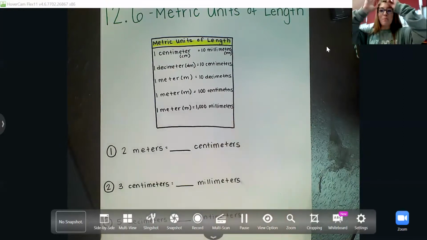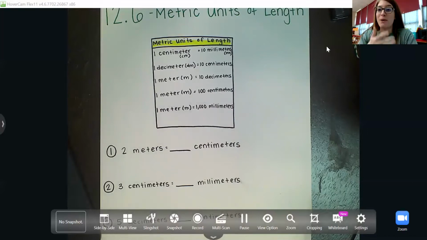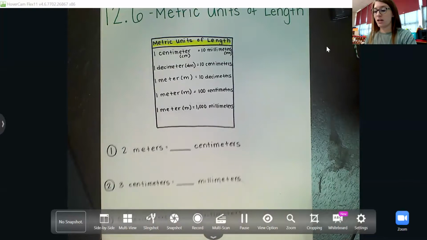Now, the good thing about metric units of measurement is that they go by powers of 10. So there's not anything weird to remember like, oh, it's 8 of this, but 4 of this, or 16 of this. It's powers of 10. So it's going to be 1, 10, 100, 1,000, going up from there. So let's go ahead and get started.